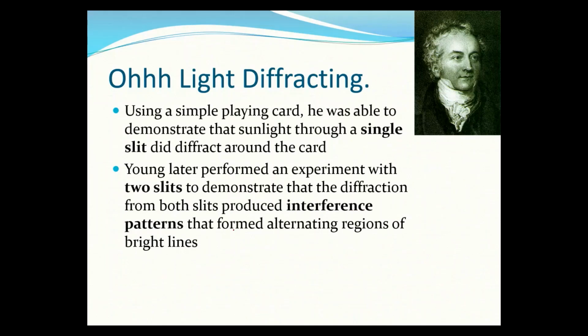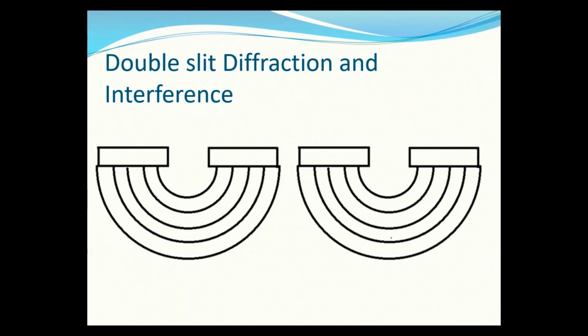Okay, so he got light to diffract and interfere, which is a wave property, which made scientists say that maybe light is a wave. Okay, so double slit diffraction looks like this. If we have one opening and you send light through, it'll bend around the corners like that. And these lines represent the crests of the wave.